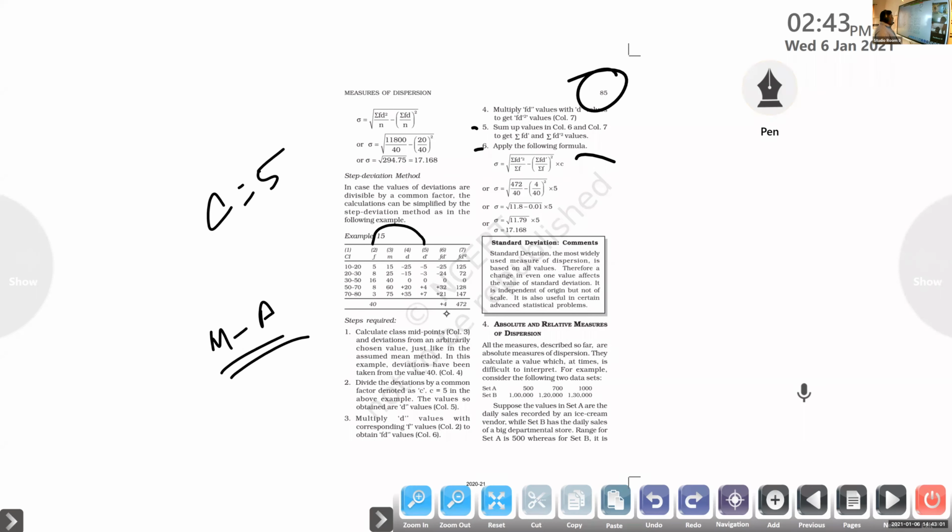Now, FD dash square. So first step completed, second step completed, third step completed. Now going for the fourth step. What is that? Multiply FD dash values with D dash, to get FD dash square values.